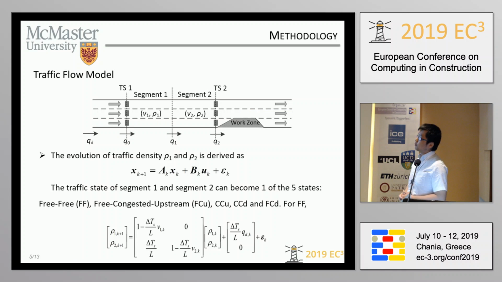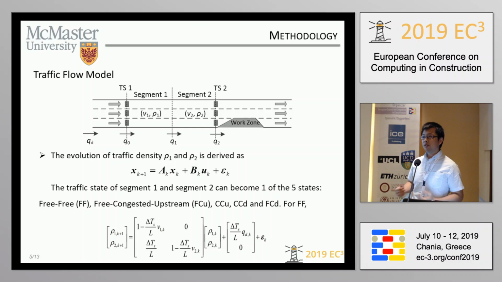With respect to the traffic flow model, since the traffic control strategies are mainly implemented 1 kilometer or 2 kilometers upstream of the work zone, we mainly focus on the traffic state estimation in that area. Therefore, we partitioned the section between TS1 and TS2 into 2 segments, and multiple segments can also be applied using our method. The evolution of the traffic density ρ1 and ρ2 is derived using this formula.